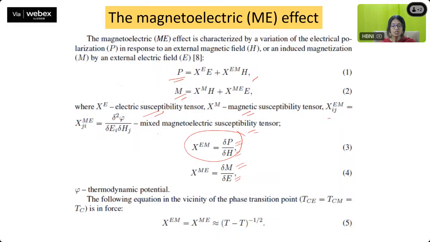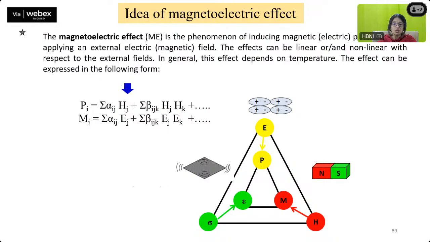The following equation holds in the vicinity of the phase transition point. So chi_EM is equal to chi_ME, proportional to 1 over the square root of (T minus T_c). Okay, this is how it looks. So what is the idea of the magnetoelectric effect? The magnetoelectric effect is the phenomenon of inducing magnetic or electric polarization by applying an external electric or magnetic field, as shown in the figure.